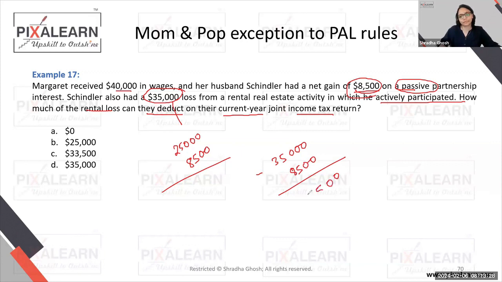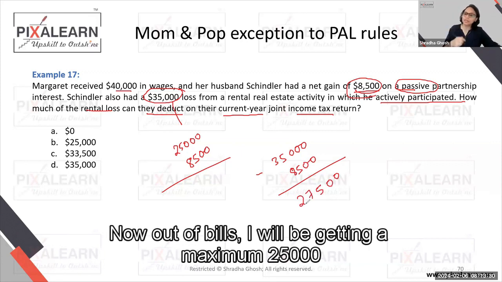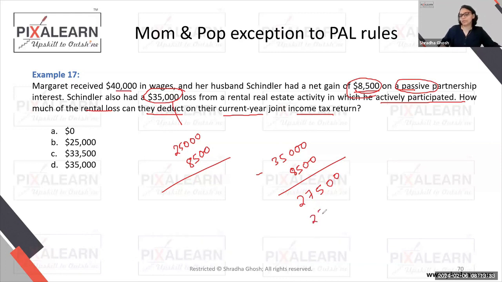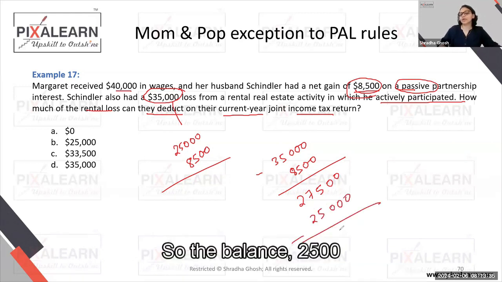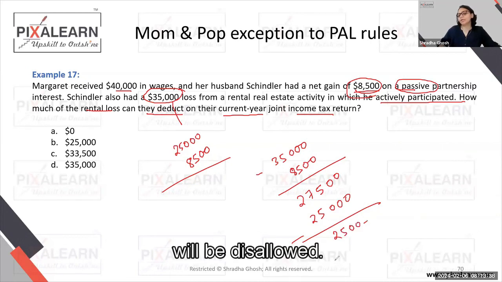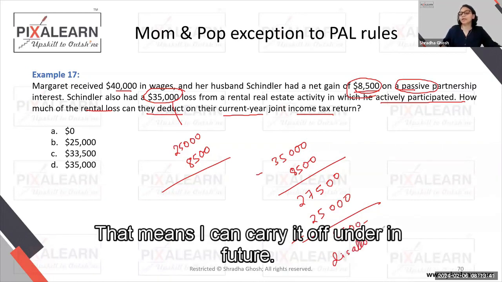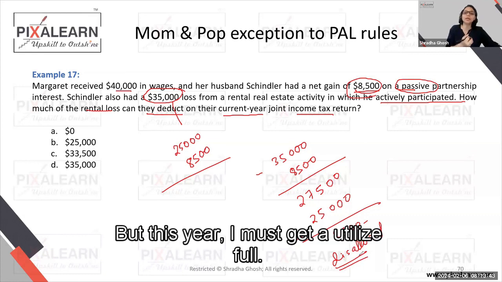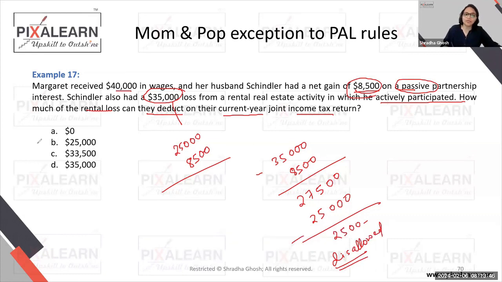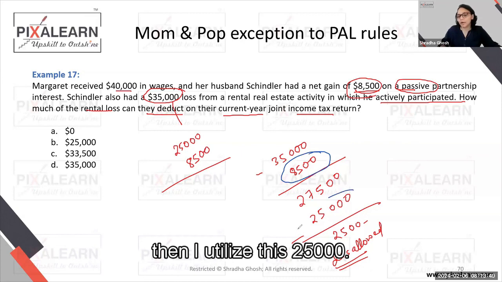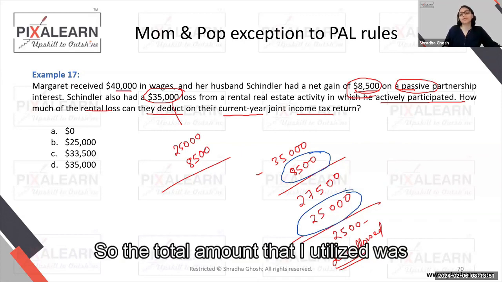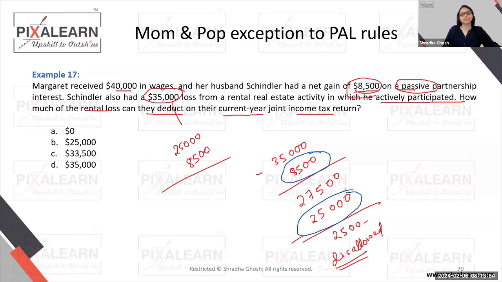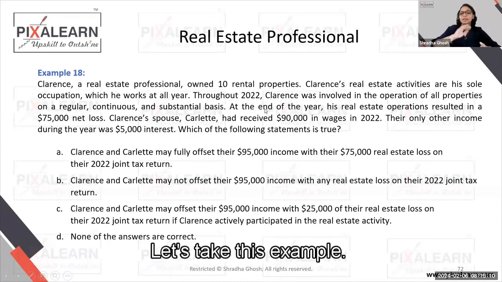Now, out of this, I will be getting a maximum 25,000, isn't it? So the balance 2,500 will be disallowed. That means I can carry it forward in future. But this year, how much did I utilize in full? I utilized this 8,500 and then I utilized this 25,000. So the total amount that I utilized was 33,500. Is that clear? Let's take this example now.